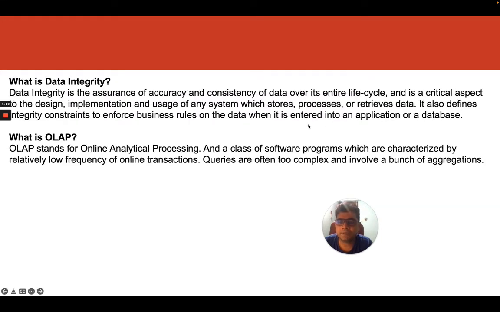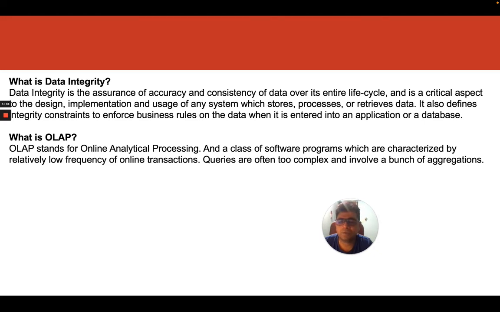What is data integrity? Data integrity is the assurance of accuracy and consistency of data over its entire life cycle and is a critical aspect to the design, implementation, and use of any system which stores, processes, or retrieves data. It also defines integrity constraints to enforce business rules on the data when it is entered into the application or database.